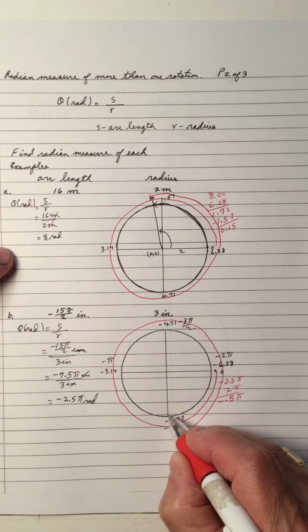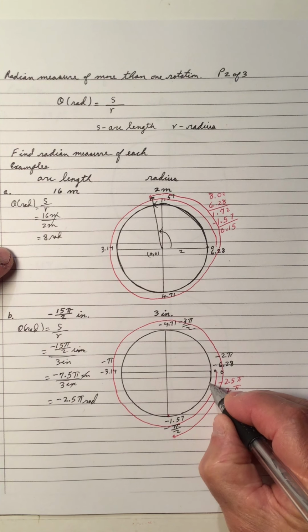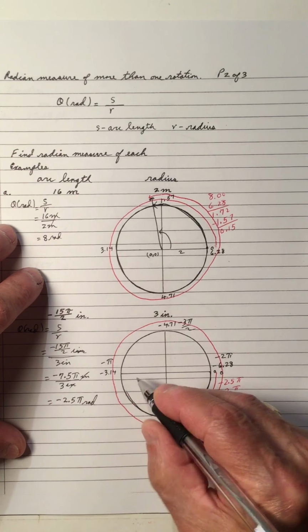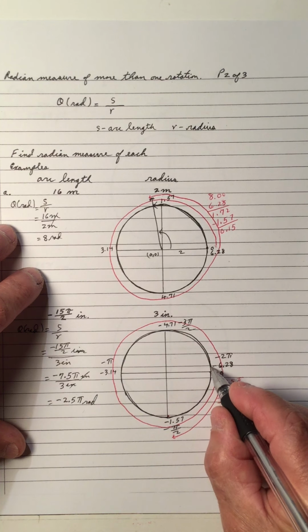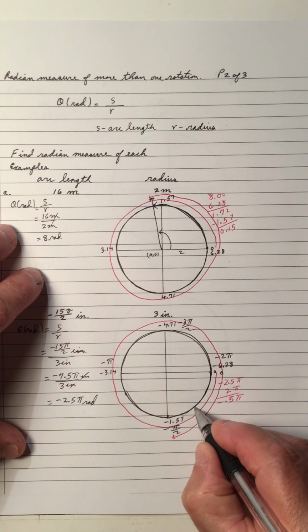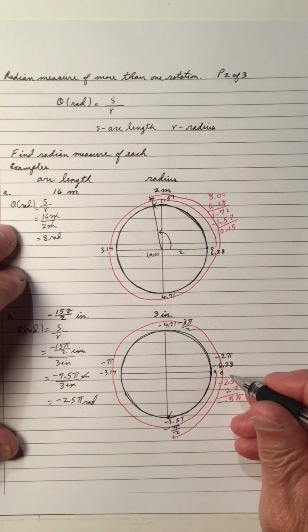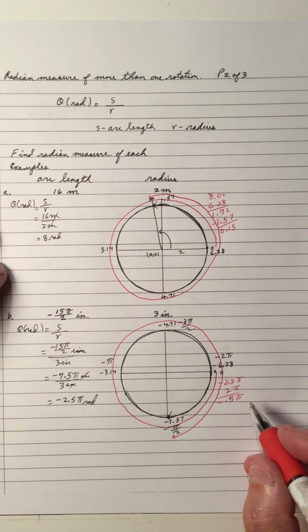is right to here. So if I rotate it on the circle like this, watch, here I go, all the way around, right to here, so that's negative 2 pi, and a half pi is right to there. So that's the rotation in terms of the radian measure.